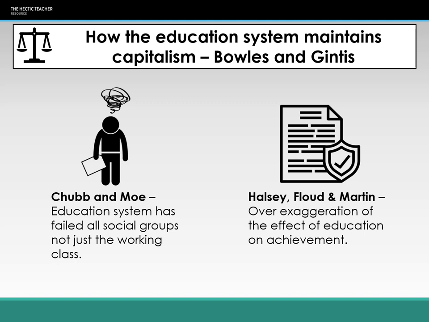You've also got things like pupil premium and additional funding for disadvantaged students. Quite recently, with the lockdown and the pandemic, there was the allocation of laptops, routers and broadband to disadvantaged students. Now, we're not going to go into the discussion about how successful that's been. That's a different discussion for a different day. But it's about the education system adapting and changing to try to create a far more equitable and equal education system. And Halsey, Floud and Martin suggest that the Marxists are perhaps being a little bit unfair and exaggerate the amount of negative influence the education system has on working class underachievement.